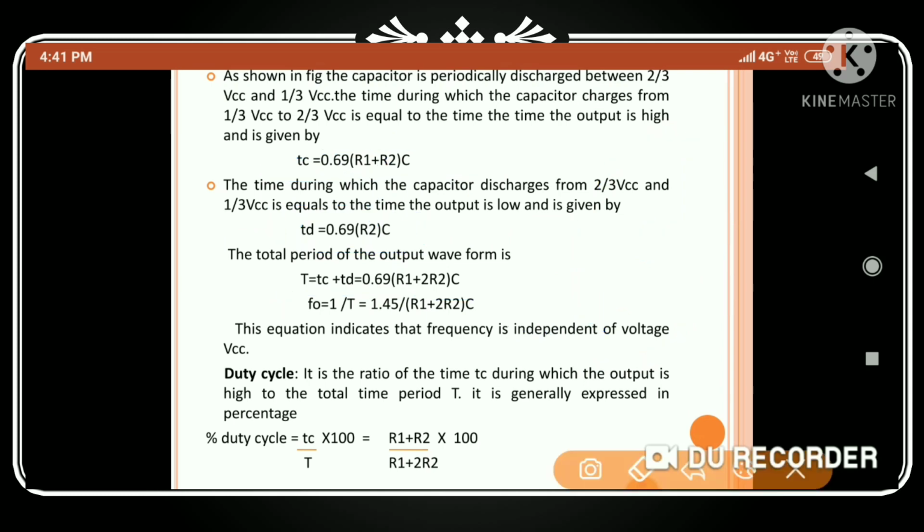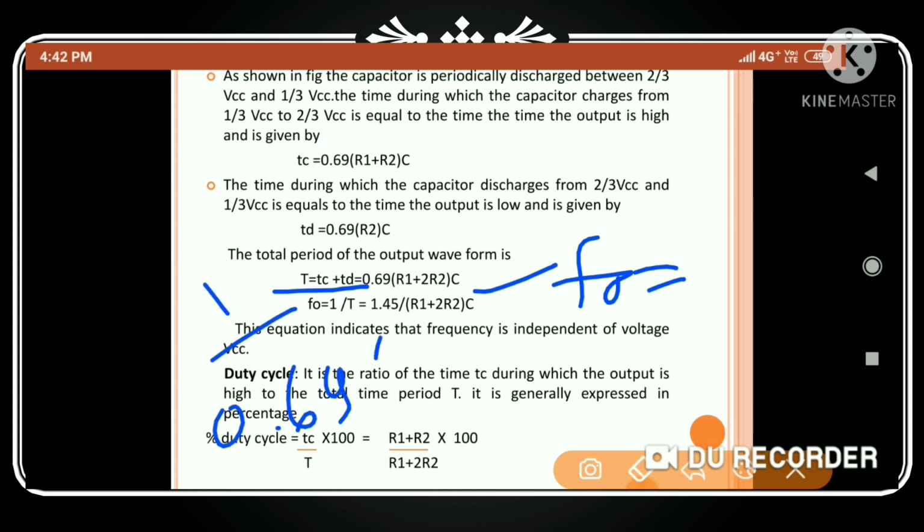Next, TC plus TD, which we write as capital T, is the total time period: 0.69 (R1 plus 2 R2) into C. Then the frequency: F is equal to 1 by T. So T is how much? T is 0.69 in the bracket (R1 plus 2 R2) C. So 1 divided by T means 1 divided by 0.69 (R1 plus 2 R2) C.